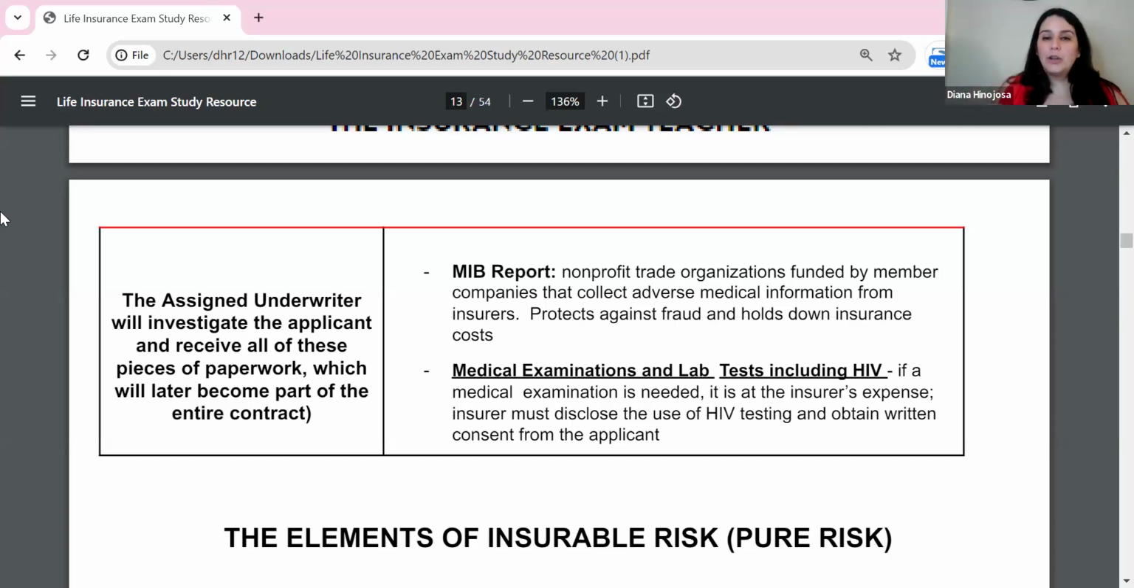And then medical examinations and labs, tests for HIV and whatnot, these are not asked for anymore. The threshold is $1 million. If somebody wants a $1 million policy or more than that, they will be asked to go and get medical examinations and lab tests.